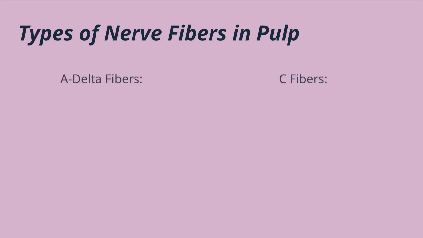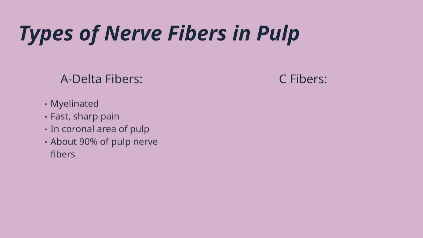There are two types of nerve fibers in the pulp. The two types of fibers are A delta fibers and C fibers. A delta fibers are myelinated. Because they are myelinated, they are associated with fast, sharp tooth pain. They are located in the coronal layer of the pulp and make up about 90% of the pulp nerve fibers.